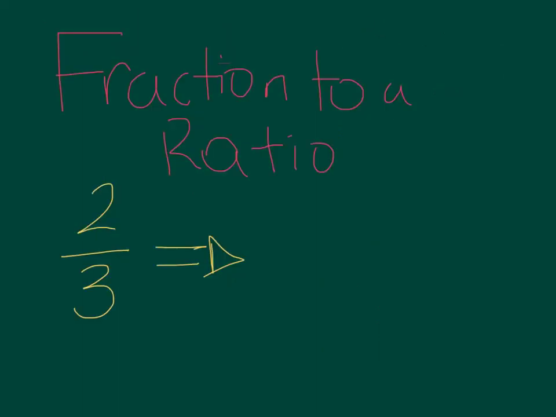Let's go into fractions to ratios. So now we're doing the opposite thing. So again, always keep in mind that your numerator is the first number in the ratio and your denominator is the second number. So if we were converting this into a ratio, it would be a ratio of 2 to 3. Okay, so very simple conversion from ratio to fraction, fraction to ratio.